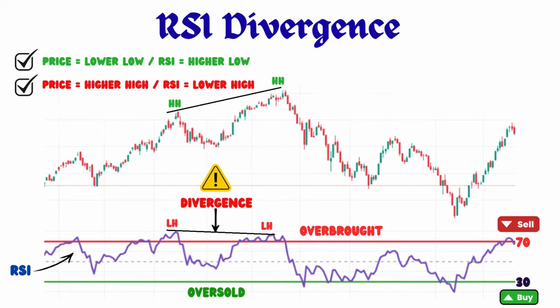Here's how divergence with RSI works. Divergence happens when price and RSI disagree. If price makes a higher high but RSI makes a lower high, that's bearish divergence. Momentum is weakening before a possible pullback. If price makes a lower low but RSI makes a higher low, that's bullish divergence. Selling pressure is fading, hinting at a potential reversal. Look for divergence near key levels, then wait for confirmation before trading, like a candle signal or break of structure.